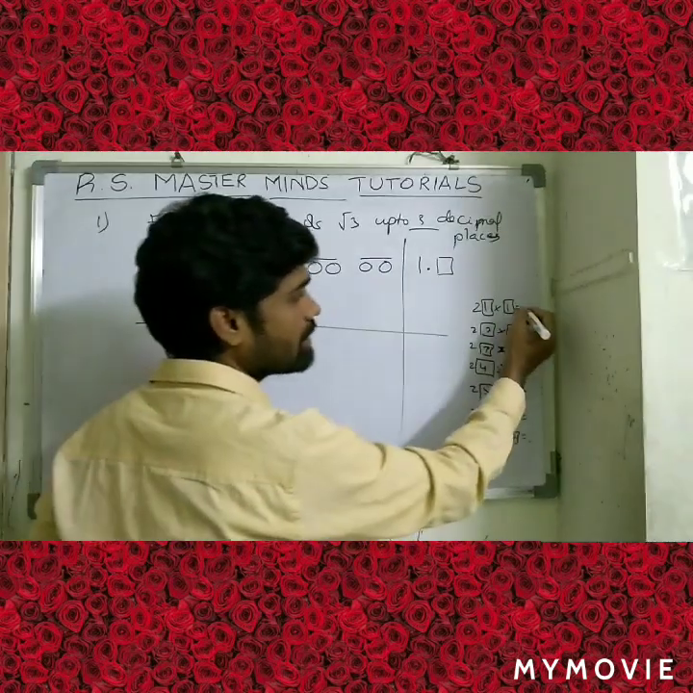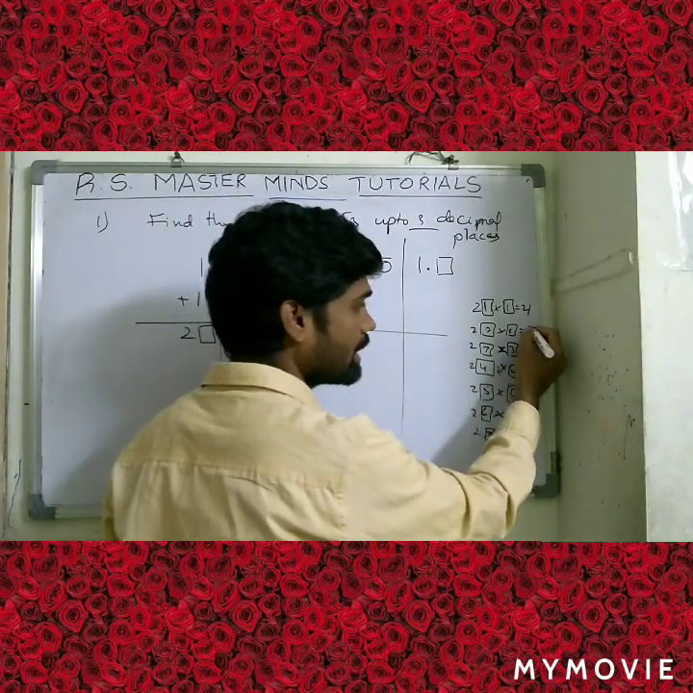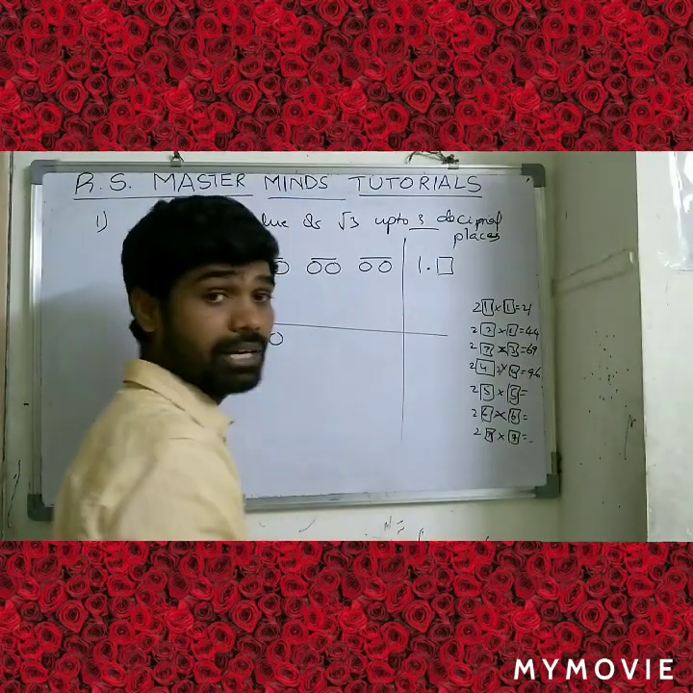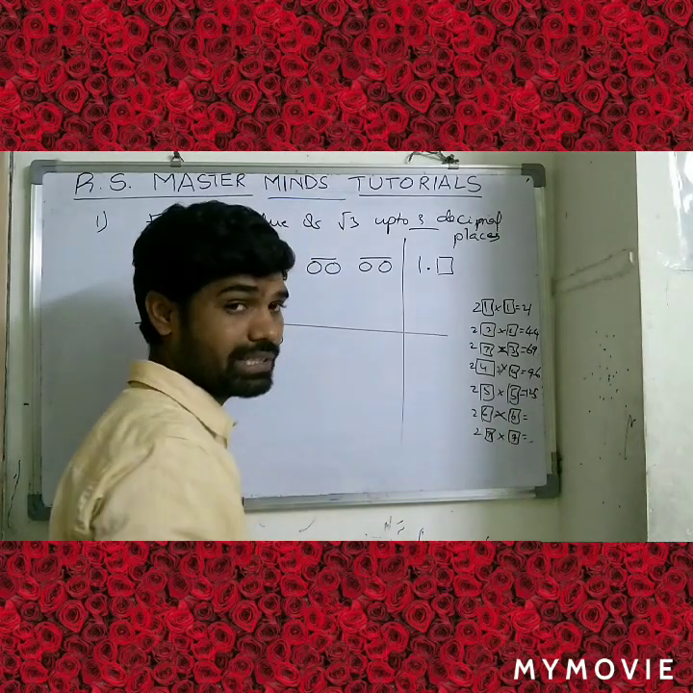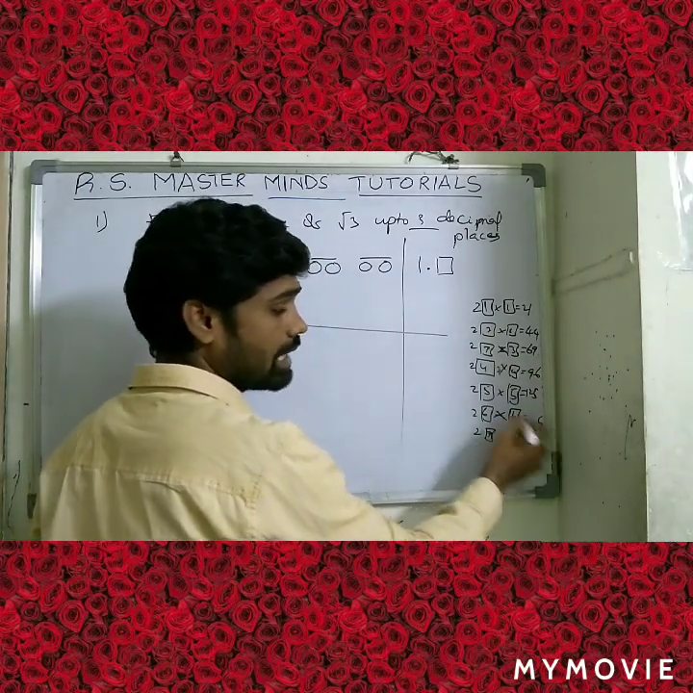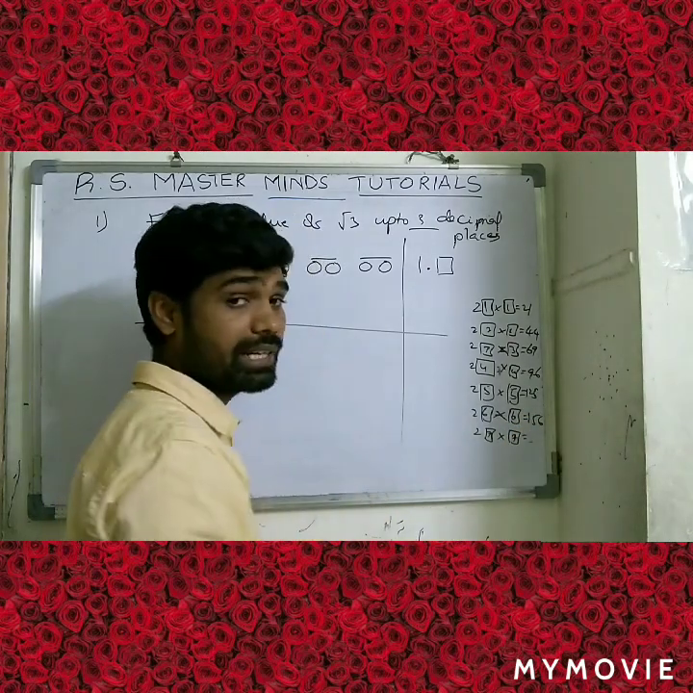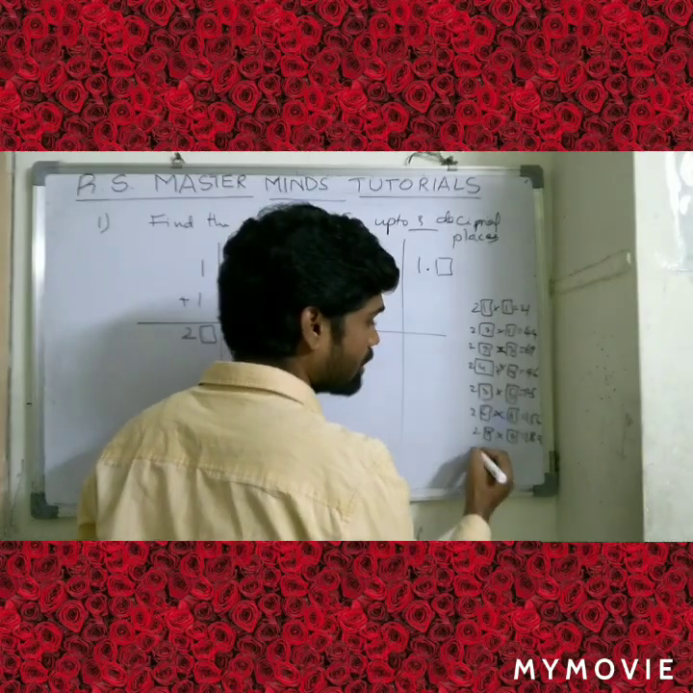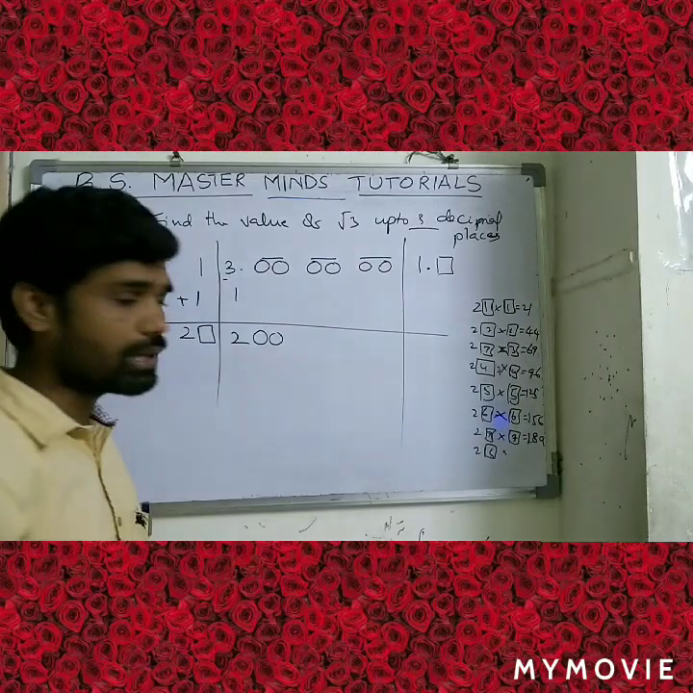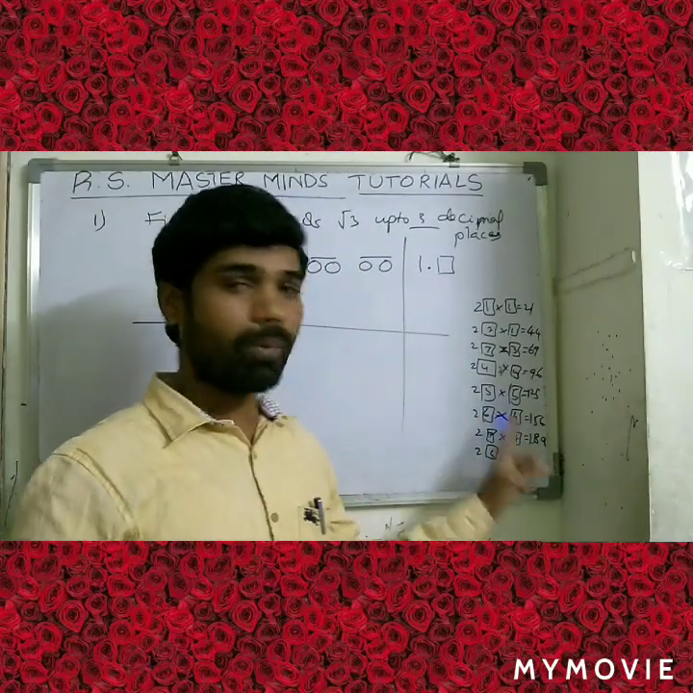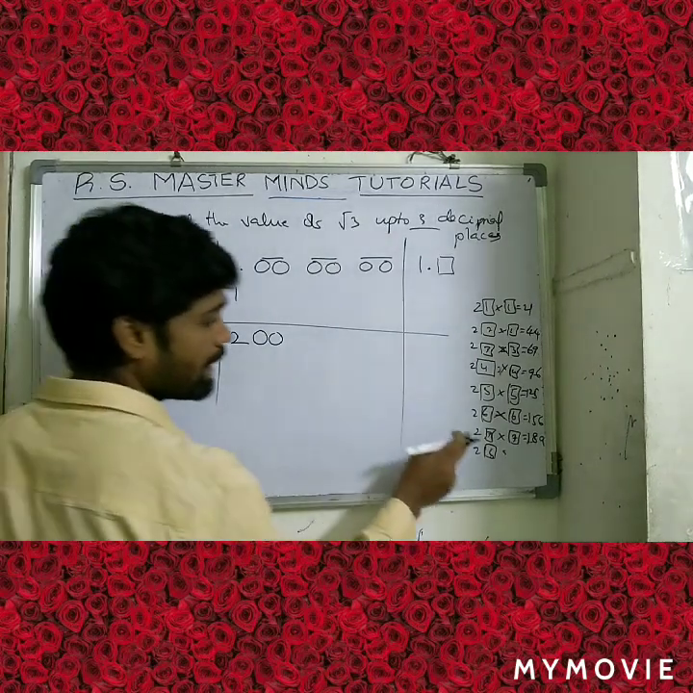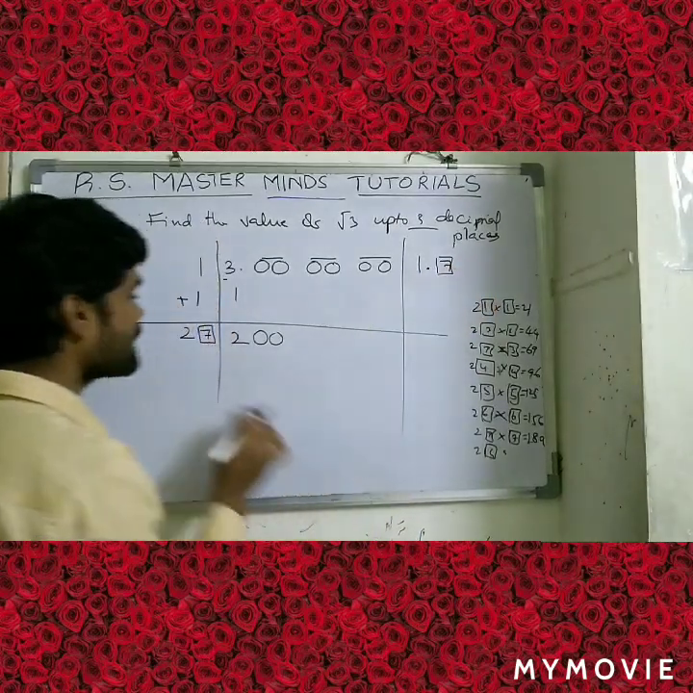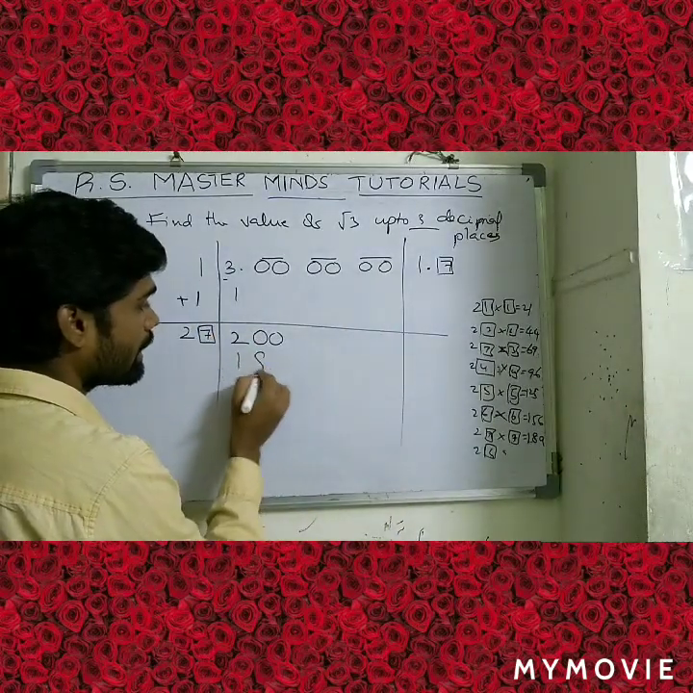21 ones are 21. 22 twos are 44. 23 threes are 69. 24 fours are 96. 25 fives are 125. 26 sixes: 6 sixes are 36, and 6 twos are 12 plus 3, so 156. 27 sevens: 7 sevens are 49, 7 twos are 14 plus 4, so 189. If we take 28, it is more than 200. So the nearest value is 189, and 189 can be taken. 27 sevens are 189.